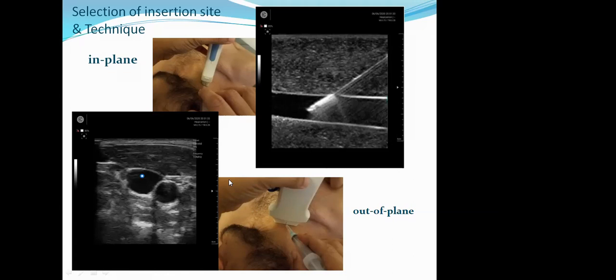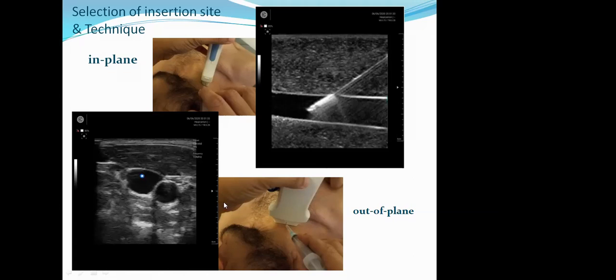While in the out-of-plane technique, you keep the probe in a transverse plane, and you keep the needle right in the center of the probe, at a 45-degree angle. And when you insert it, you will see in a transverse plane the needle as a small white echogenic dot. So you will not be able to see the entire length of the needle, but just a small dot. It's very important for a trained operator to follow the dot as it extends from the skin all the way towards the vein.